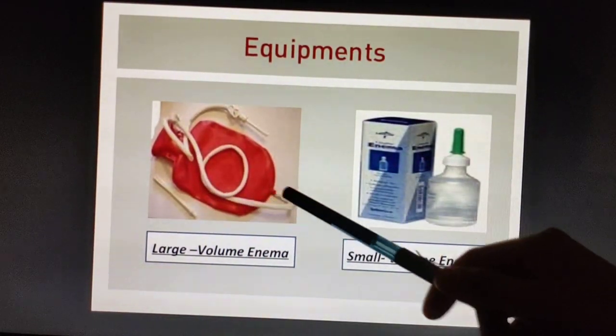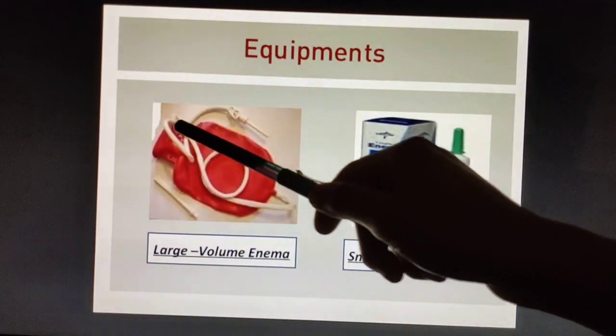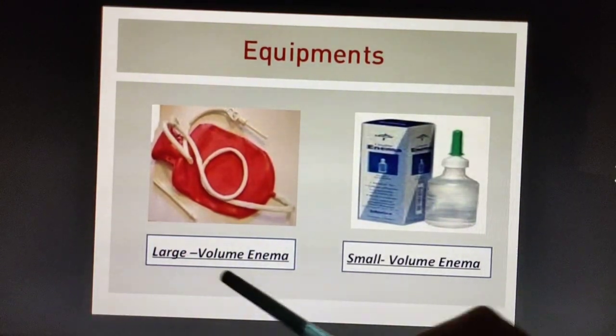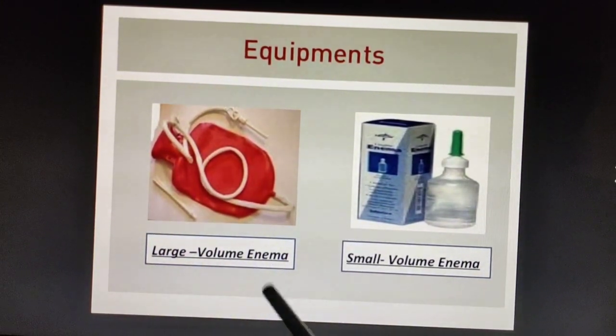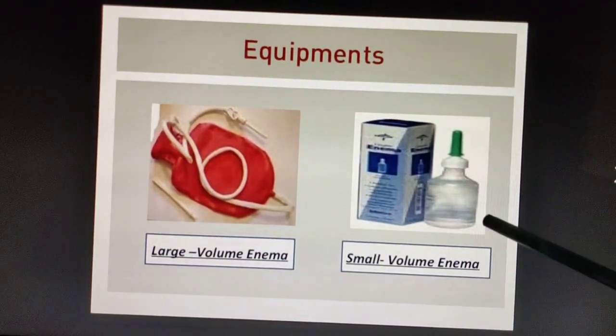This is what we call the enema bag. The enema bag is connected with the tubing system. Clamp is there. This is for the large volume enema. This is for the small volume enema, for oil enema or any medicated enema you can use.